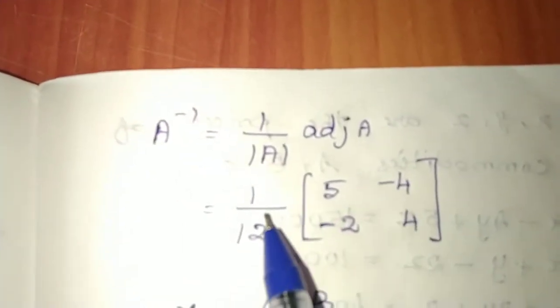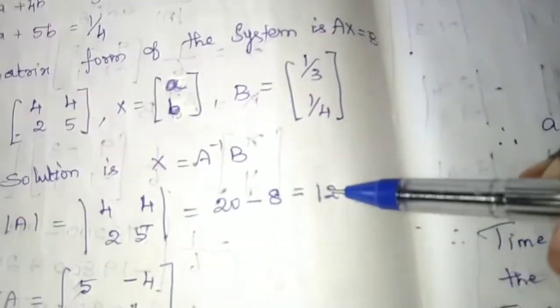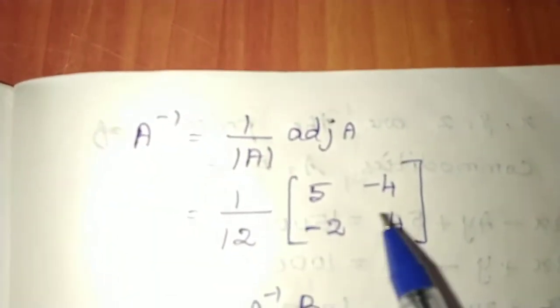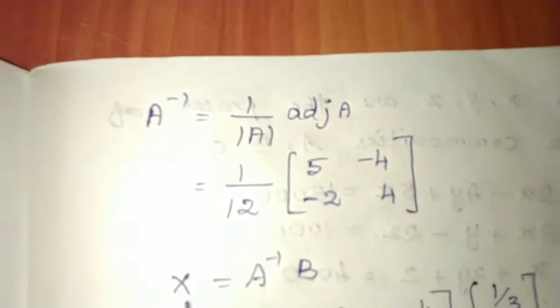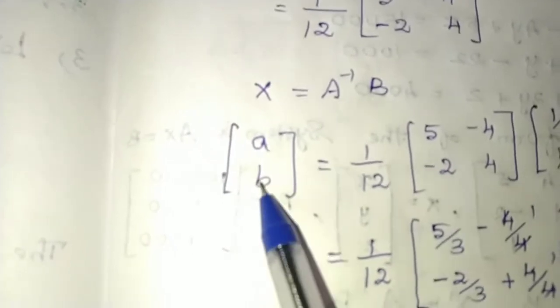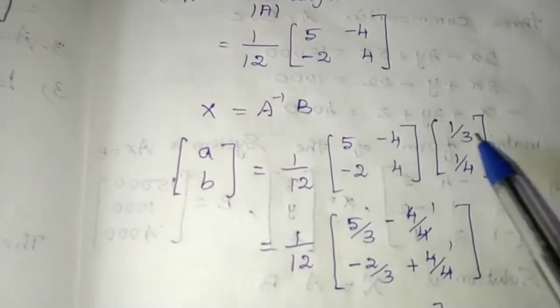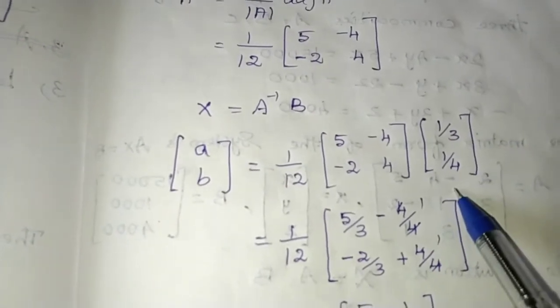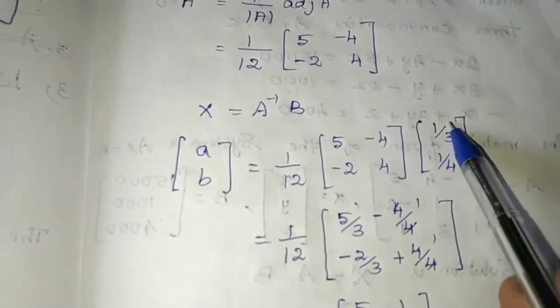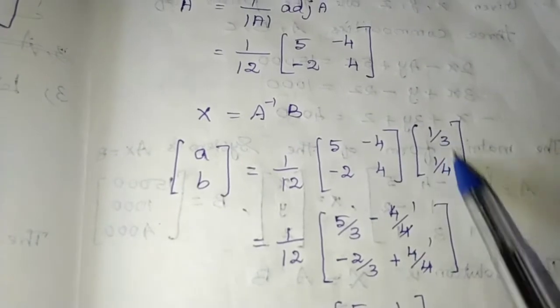A inverse equal to 1 by mod A into adj. Mod A value 12, that is 1 by 12 adj value. The solution is X equal to A inverse B. X equal to the unknowns a, b, A inverse value written here. B value 1 by 3, 1 by 4. Now multiply using row by column.